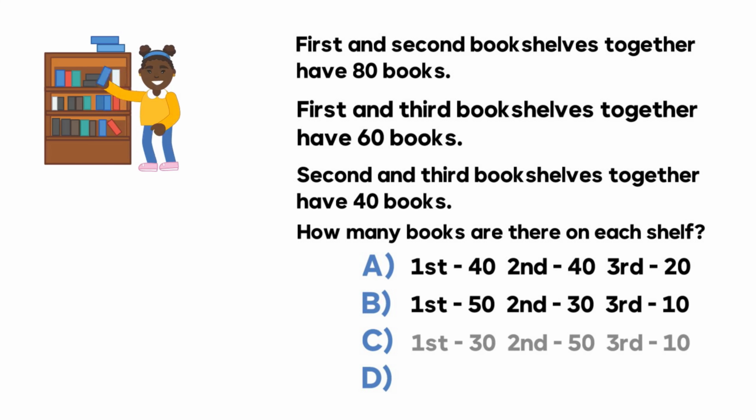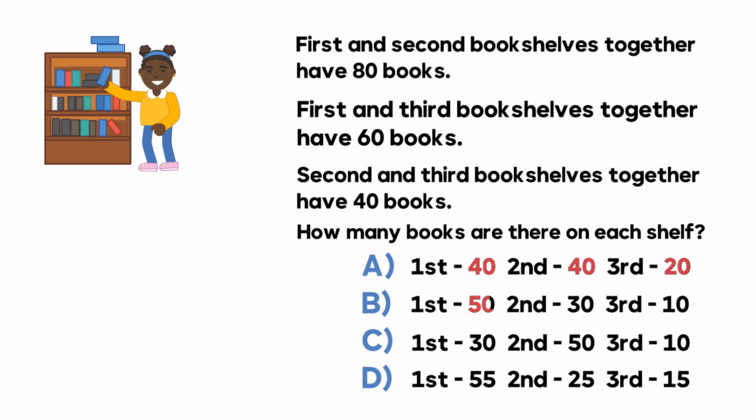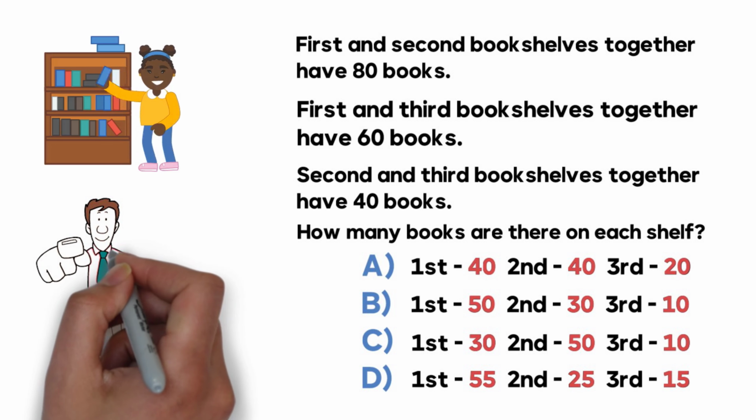For the first, second, and third bookshelves, in choice A, you have 40, 40, and 20. In choice B, 50, 30, and 10. In choice C, 30, 50, and 10, and in choice D, 55, 25, and 15. Do you see the answer? Can you calculate it? Can you?